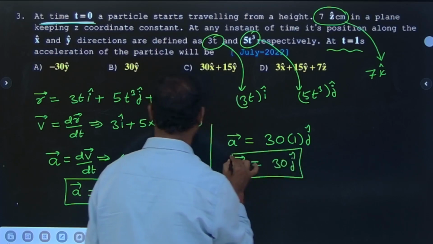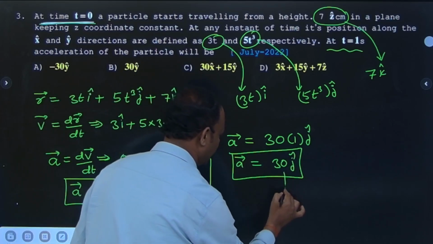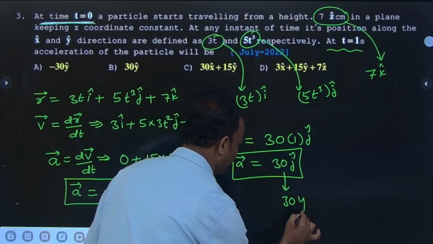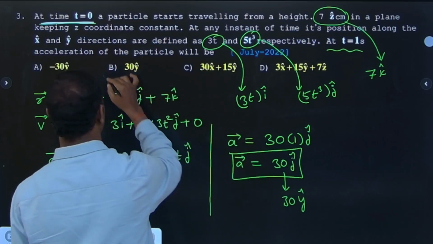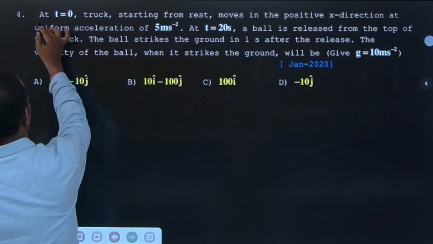So what's your answer now? The acceleration is 30 j cap, which means I can write it as 30 y cap. Yes. So my answer is option B.